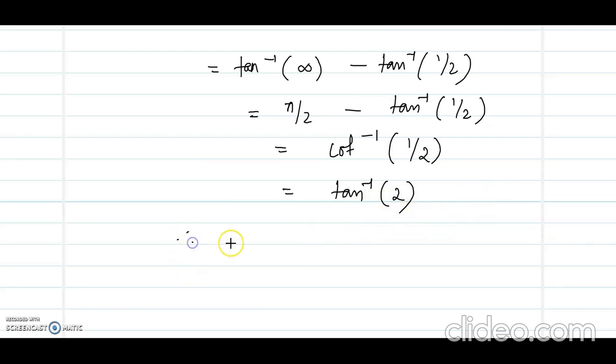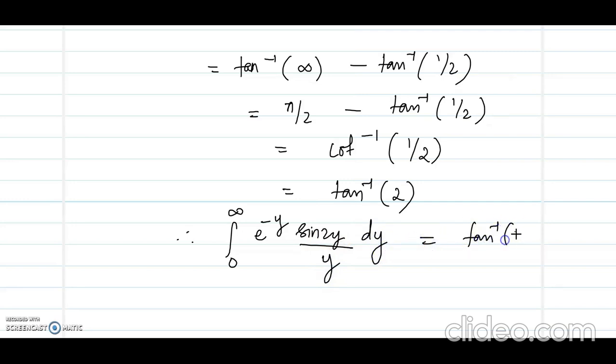Now LHS and RHS will be equal. So combining both we will get the integral from 0 to infinity of e power minus y sin 2y by y dy will be equal to tan inverse of 2. So this completes the fourth module.